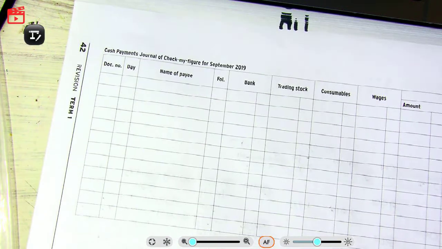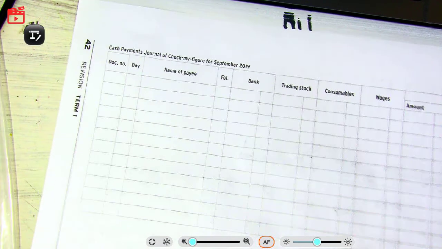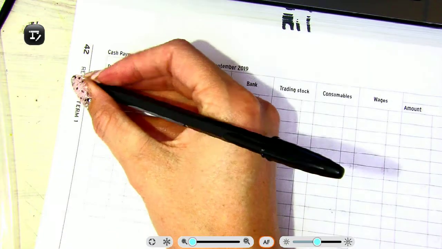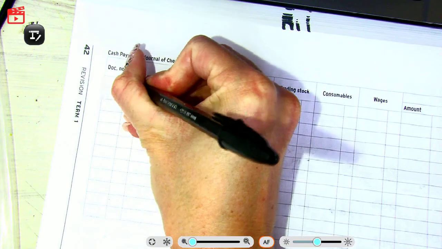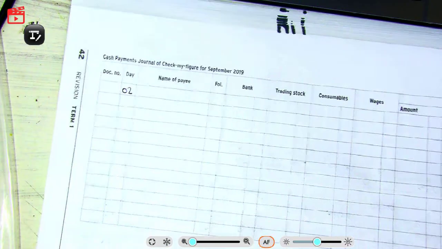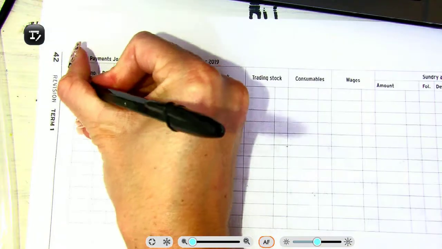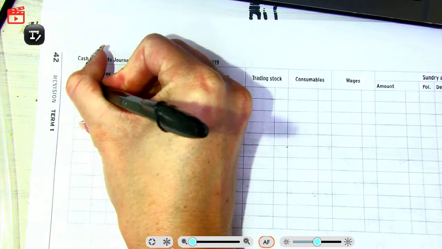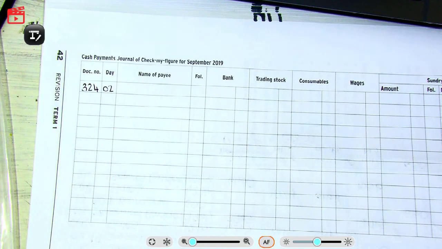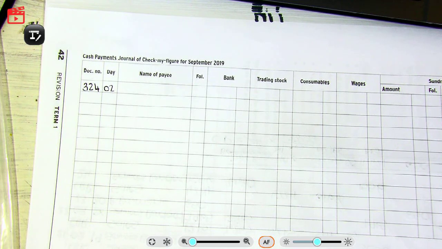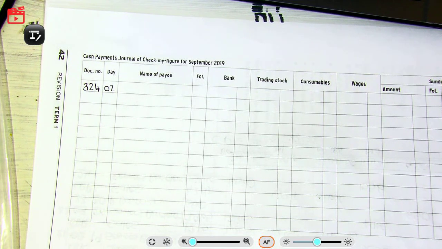Right. So my first CPJ transaction is on the 2nd. Okay, so we can put in there on day 2. And it is check number 324. It says Check My Figures rents premises from the Check-It Centre at an annual rent of 54,000. However, the rent increased by 10% on 1st of September. Issued check number 324 to pay for the rent for September.